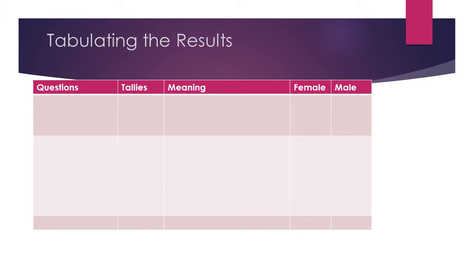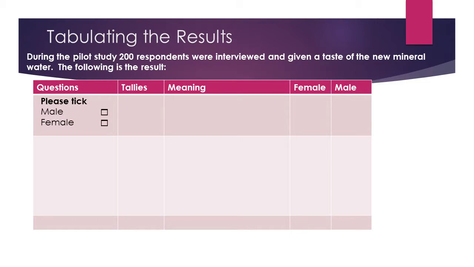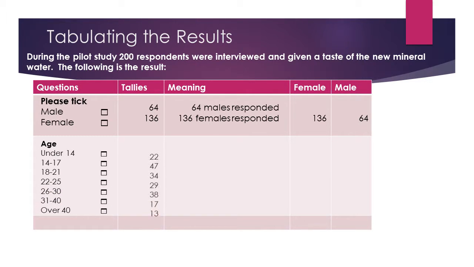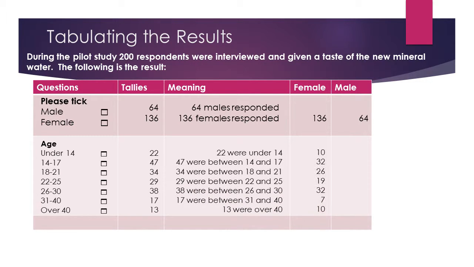So then you must tabulate the results of the survey. So out of the 200, we do like a little table to show what happened during the survey. So the questions were, please tick, are you male or female? And in the end, 64 males entered into the survey and 136 females. And then they're separated into age groups. The under 14s, there were 22, 14 to 17, there were 47, 18 to 21, 34, and so on.